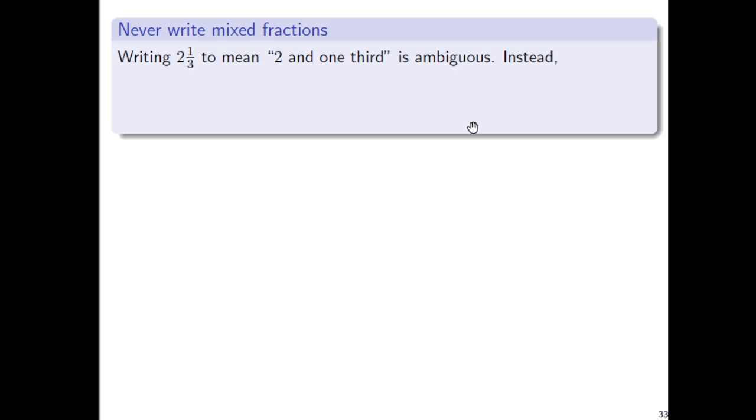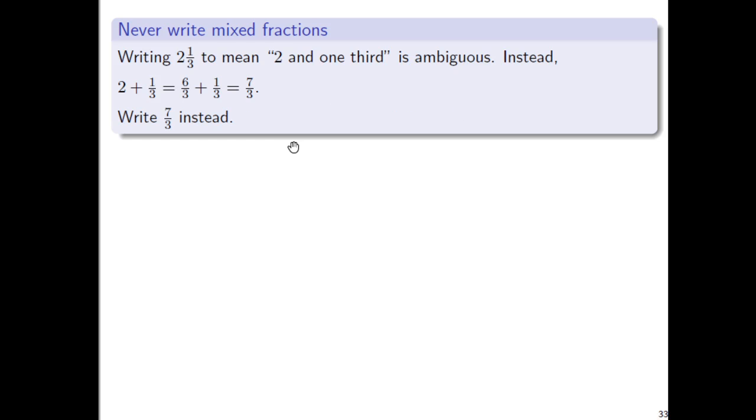Now, I'd like to end on a couple loose ends related to fractions, things that will help us out. Please never write 2 1/3. Mixed fractions are not ever written in higher math because the writing ends up being ambiguous. So instead, when you mean 2 1/3, what's really going on is this is 2 plus 1/3. And the way to simplify this is to write the 2 as 2 over 1, which becomes 6 over 3. So 6 over 3 plus 1 over 3 is 7 over 3. So please write 7/3 instead.